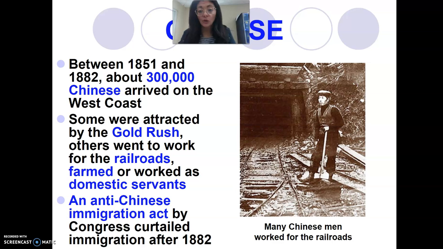The Chinese immigrants we talked about, 1849 in the gold rush. By 1851, you have a great deal of Chinese immigrants here in the United States. I think I misspoke earlier and said 30,000. 300,000 Chinese have arrived on the West Coast by 1882. 1882 is a turning point. It kind of stops immigration of the Chinese with the passage of the Chinese Exclusion Act.